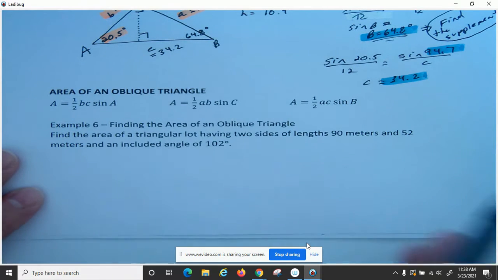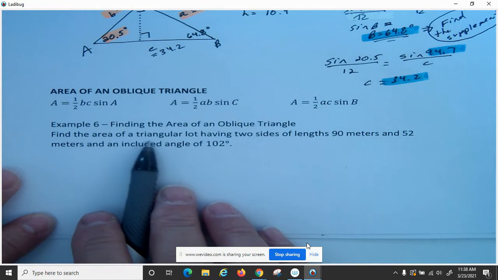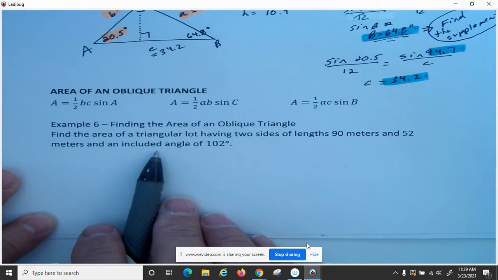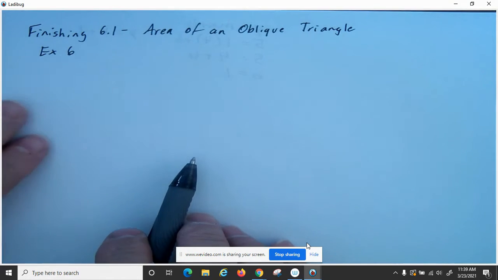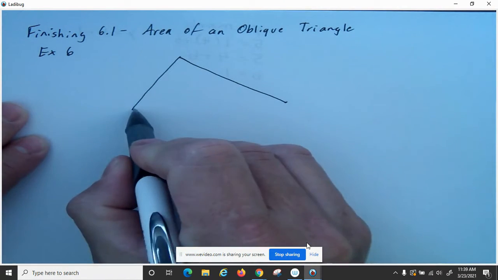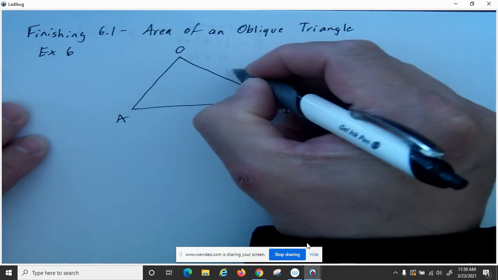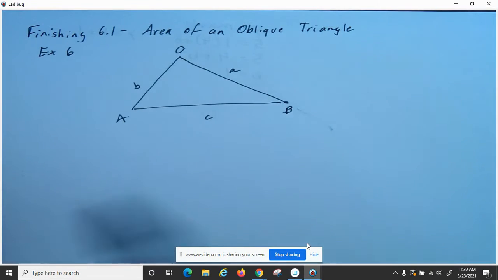All right, so here's the example. Find the area of a triangular lot having two sides of length 90 meters and 52 meters and an included angle of 102 degrees. Let me go ahead and draw out a triangle, and I'll label it as triangle ABC. Okay, that's a C, by the way. It's an ugly looking C, but it's a C.